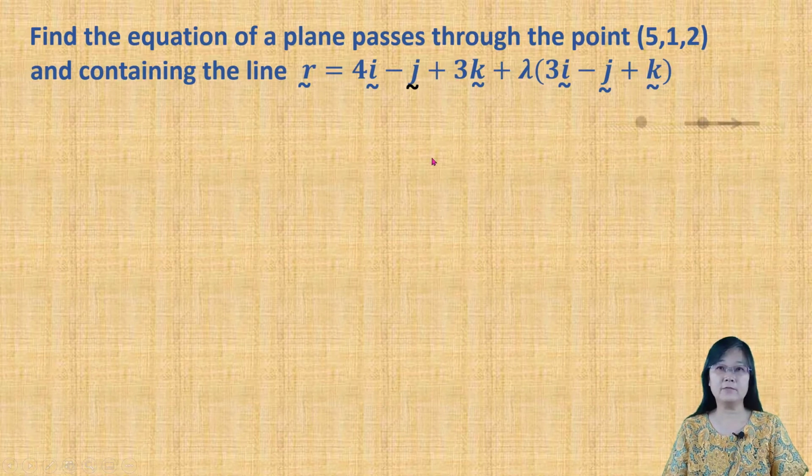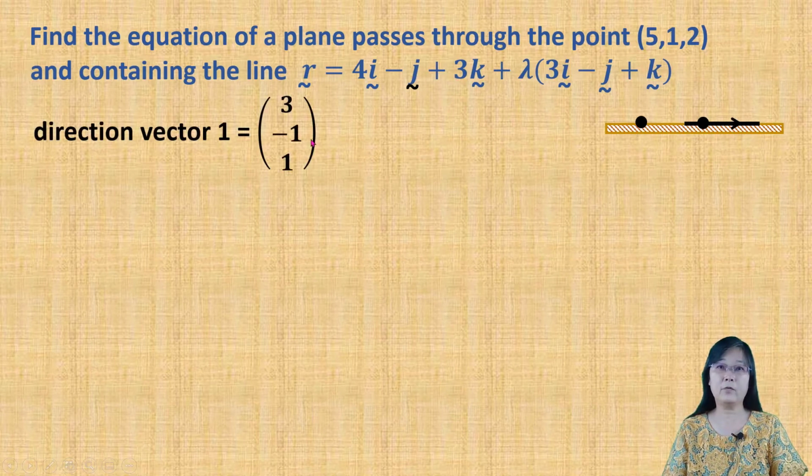The first direction vector can be taken from the straight line because the straight line is on the plane. So the direction vector is 3, -1, and 1. That is the first direction vector.